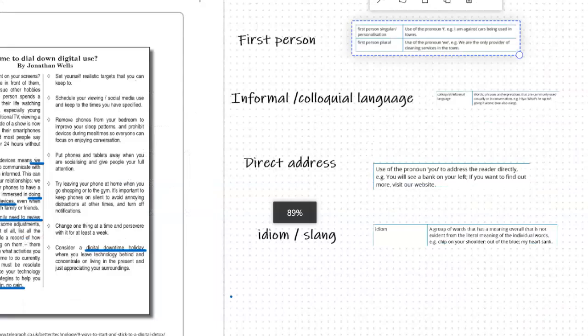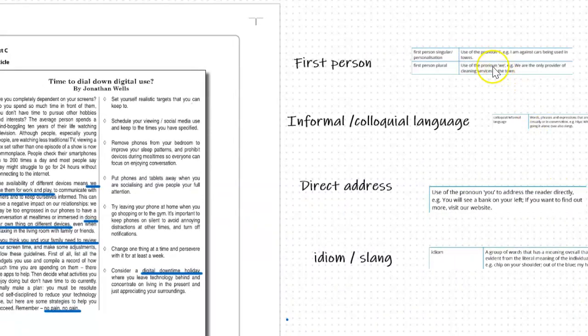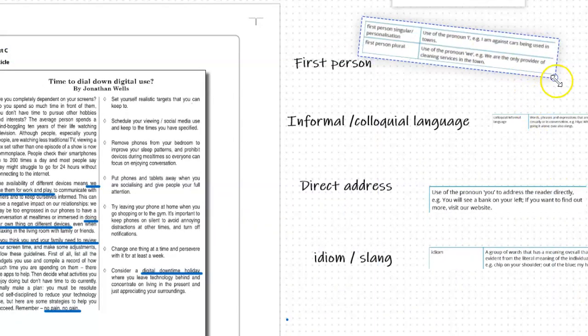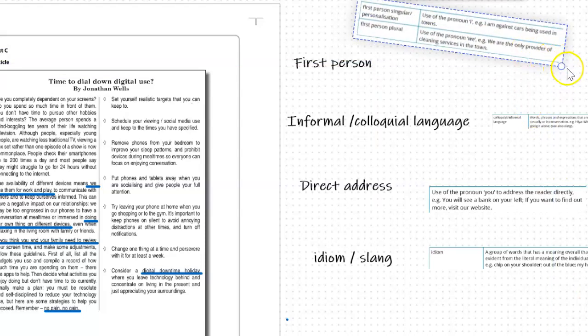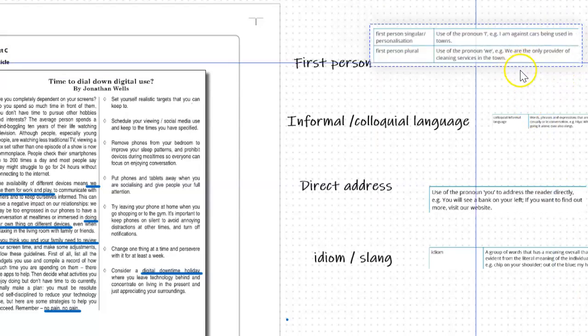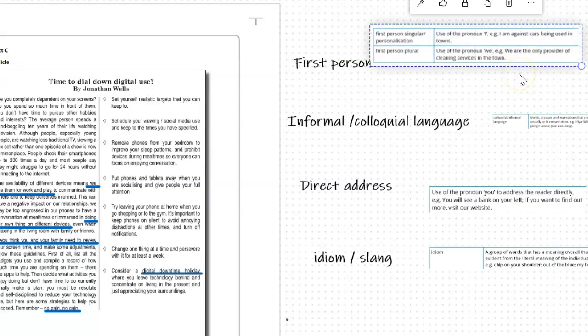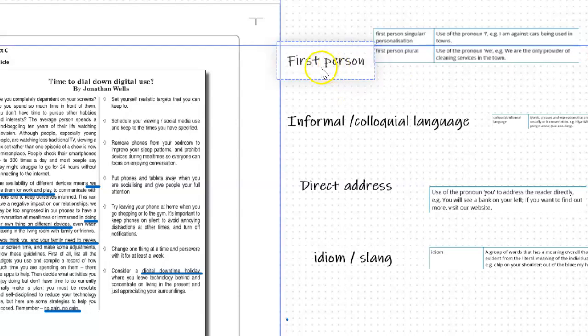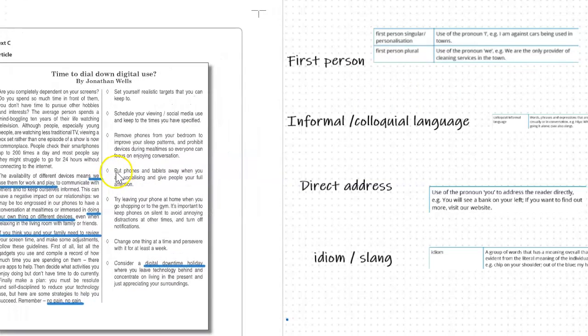So again, let me make that bit bigger to explain that. So let's make that a bit bigger. So first person, use of the pronoun we. This is first person plural, use of the pronoun we. So you can see there that this phrase uses we. Okay, let's have a look, see what else we've got.